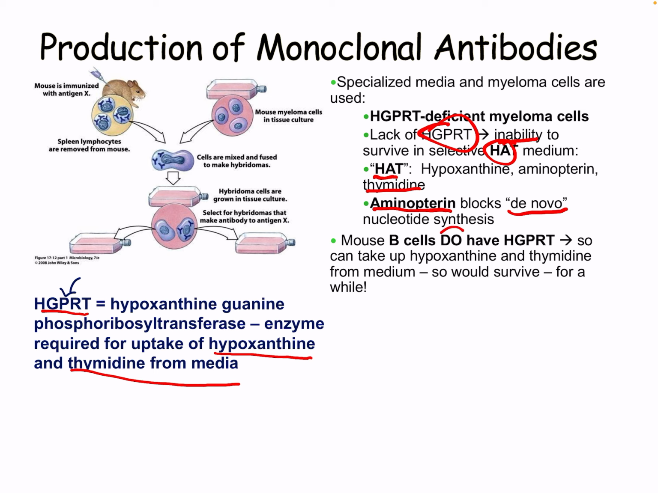These mouse B cells do have HGPRT, so they can take up hypoxanthine and thymidine from the medium, so they would survive, and they survive for a while.